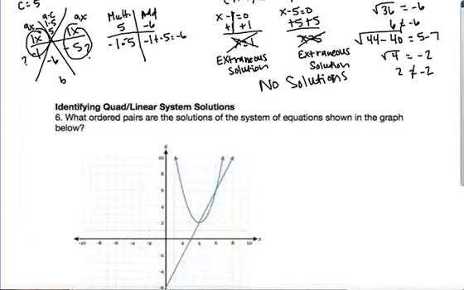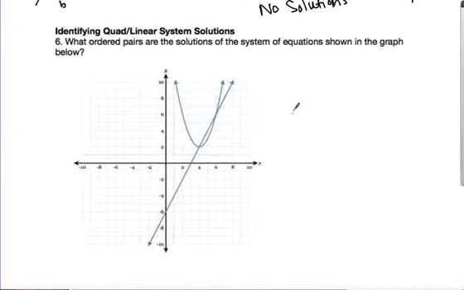The last piece that you covered in Unit 4 was identifying quadratic and linear system solutions. So number 6 says, what ordered pair are the solutions of the system of equations shown in the graph below? So when you have a system of equations, you essentially have two or more equations that are paired together with the same variables that will work at the same time. So your goal is to try to find the x and the y values that you can plug into both equations to give you something that's true.